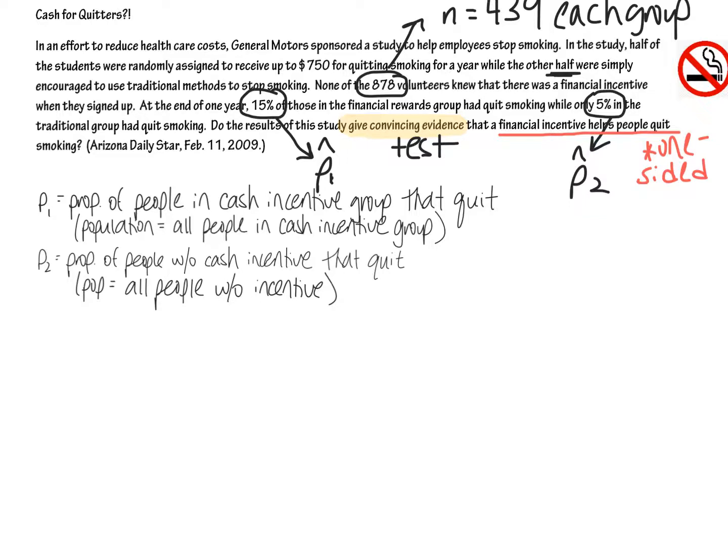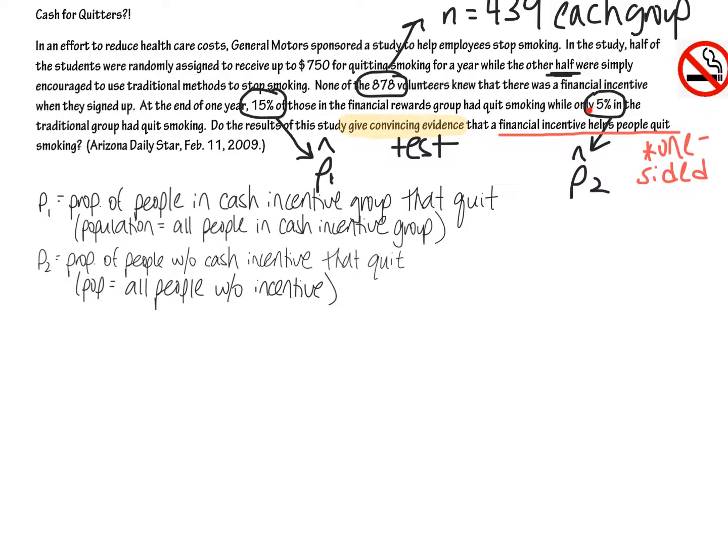So now it's time to write my H0 and my Ha. In order to write the H0, I'm going to subtract p1 minus p2. And since this is a one-sided test, I want to know if p1 minus p2 actually is greater than 0.